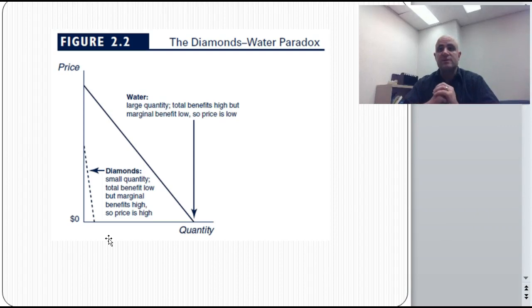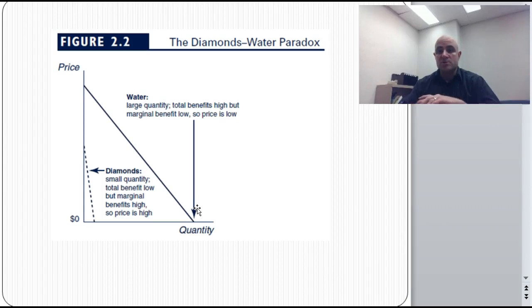The reason has to do with the quantity. And so the idea is with water, we buy a lot of it. We have a lot of water in our lifetime. And so because of that, the quantity is high of how much we purchase. So with that high amount, because we buy so much, because water is good for us, the total benefit that we get from water is high. However, the marginal benefit is low.